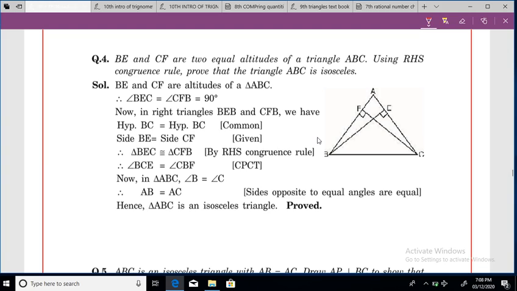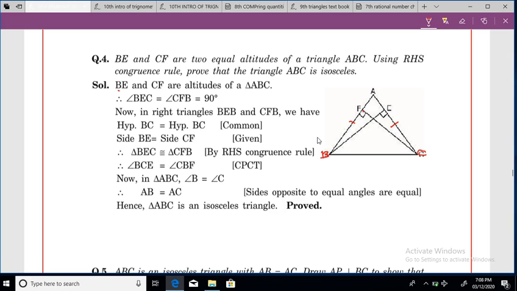BE and CF are two equal altitudes of triangle ABC. Okay. Altitude means height. There must be a right angle. Using RHS congruency rule, prove that the triangle ABC is isosceles. That means we have to prove AB equal to AC. This is B actually, okay, and this one is C.